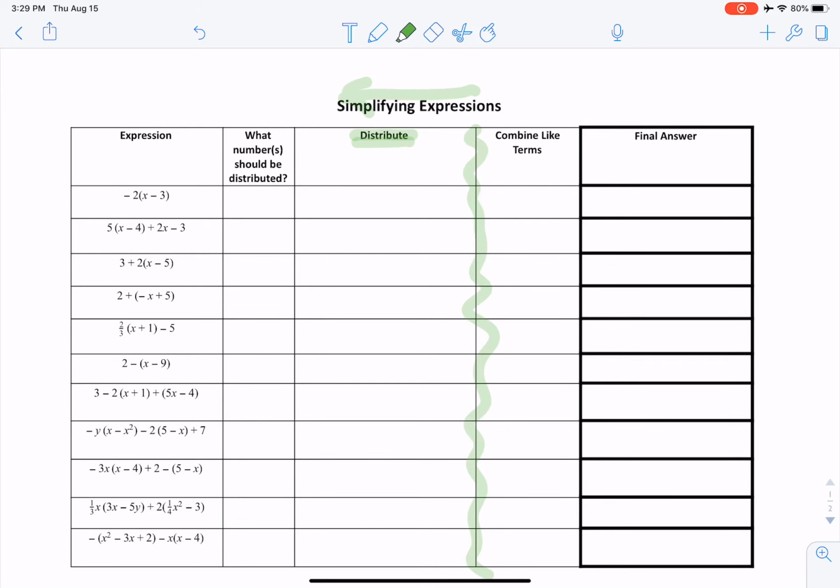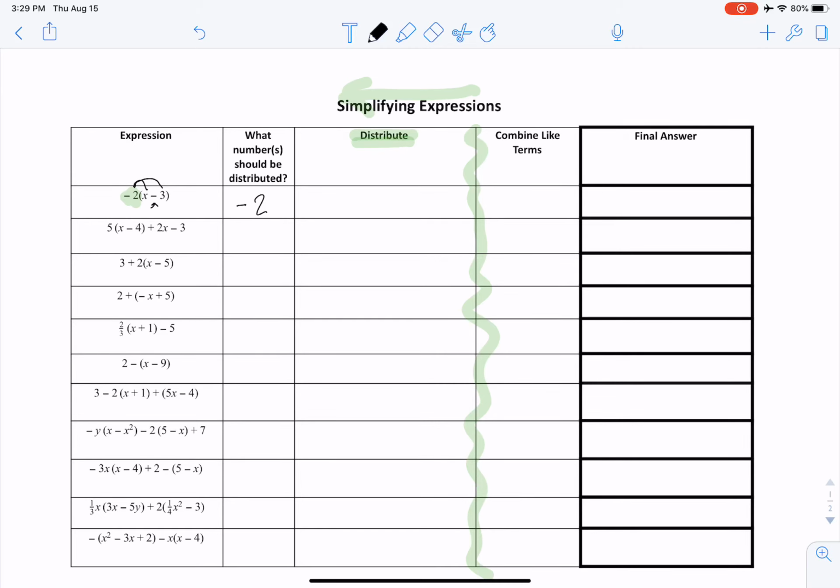The first thing we're going to do is look at this expression here, -2(x - 3). The number you're distributing is the number that is on the outside of the parentheses. So the number to be distributed is -2. When you distribute that number, you're going to multiply to x and to this term here. Now, because this term has a minus sign in front of it, that makes the 3 a negative value.